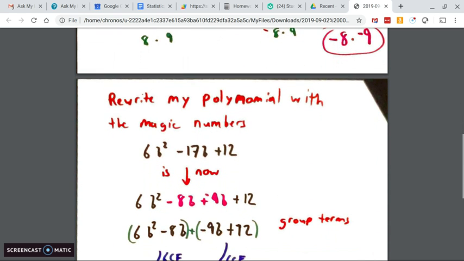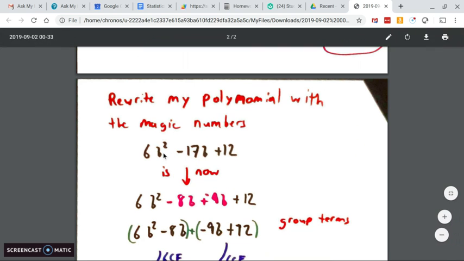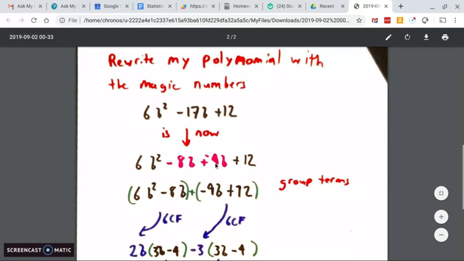So I'm just going to rewrite my polynomial with those magic numbers. And you see I'm just recopying the first and this last term here and getting these two terms right here. Negative 8, and that looks like a blob, but that's negative 9. Okay, now I'm going to group these two terms up. I'm going to take the first two terms and the second two terms and group them.